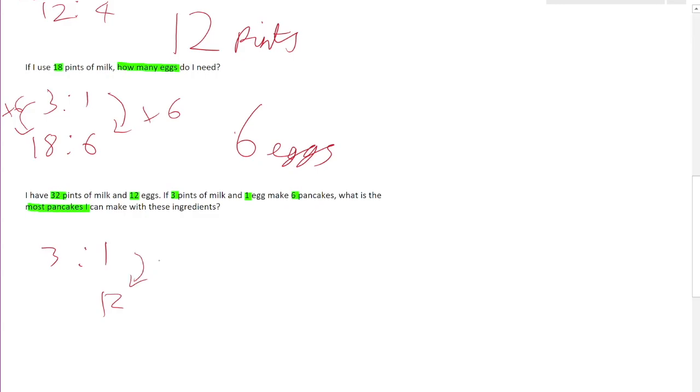Well, that's times 12, so we need to do times 12 the other side. 3 times 12 is 36. So we need 36 pints of milk to use all 12 eggs. But we don't have 36 pints of milk, we only have 32. So how do we deal with that?